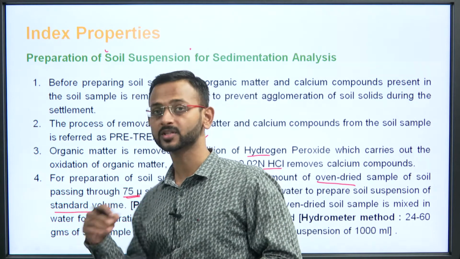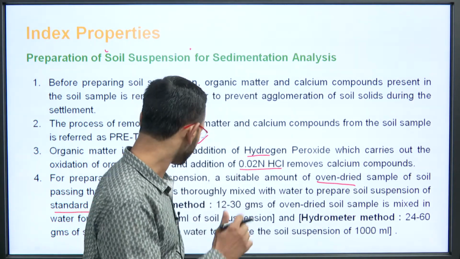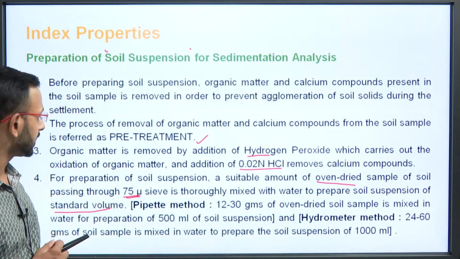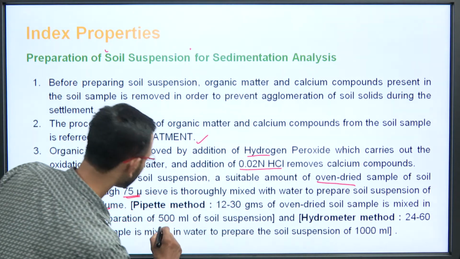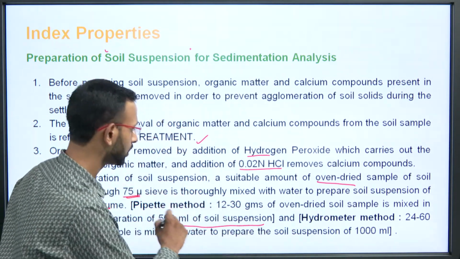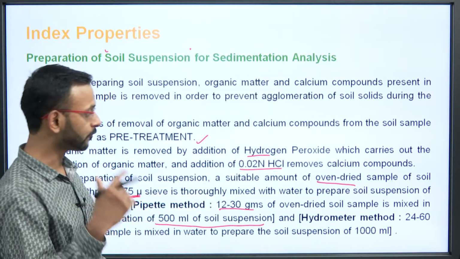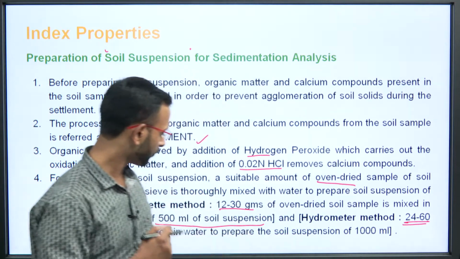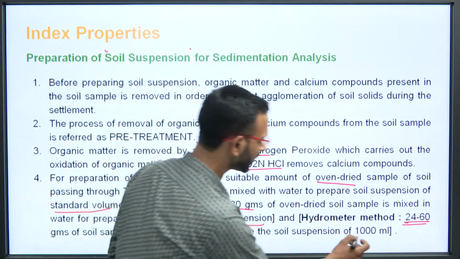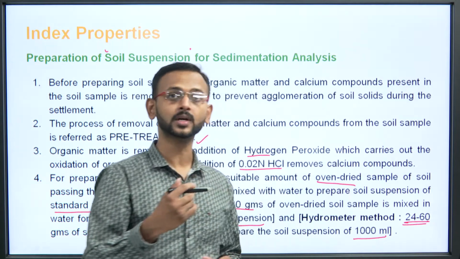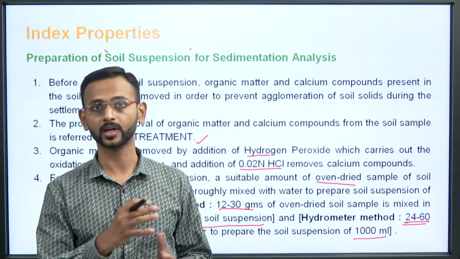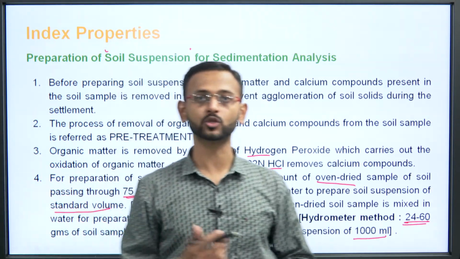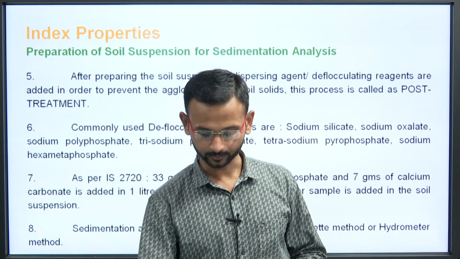We will be discussing here, and see, for the pipette method, 12 to 30 grams of oven dried soil sample is mixed in water for preparation of 500 ml of soil suspension. So, here 12 to 30 gram is used, and for hydrometer method 24 to 60 grams of soil is used for preparing the soil suspension of 1000 ml. It is not the volume of water, it is the volume of suspension, that is 500 ml for pipette method and 1000 ml for the hydrometer method.